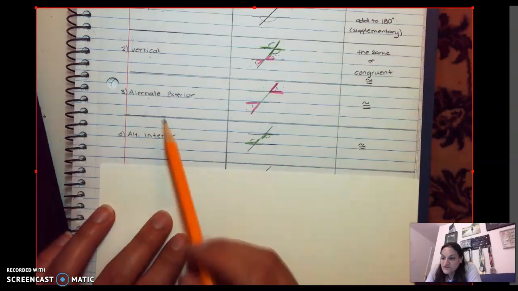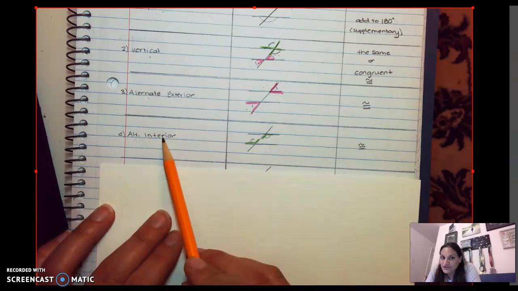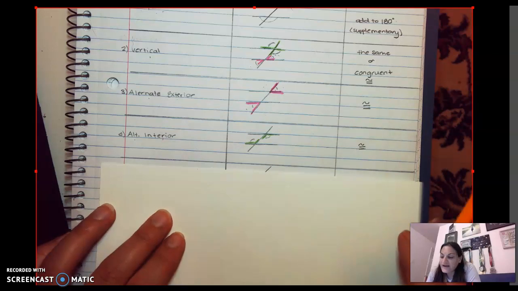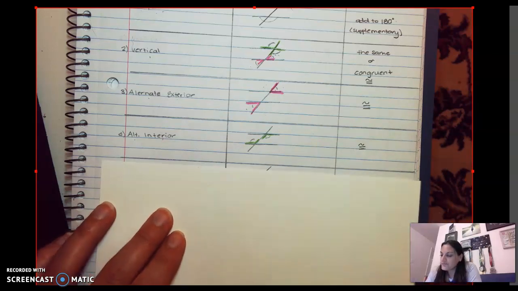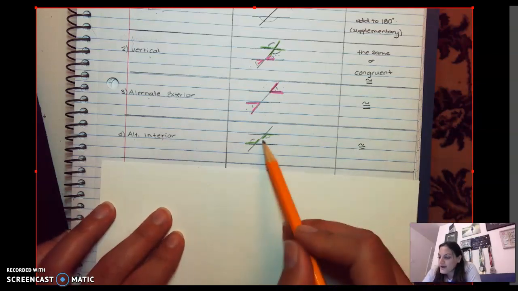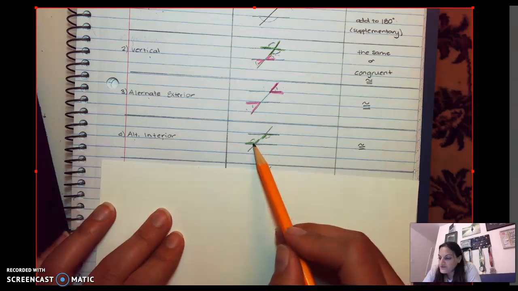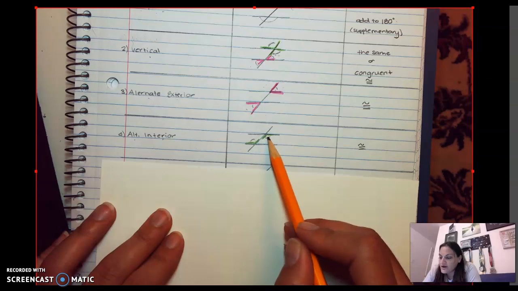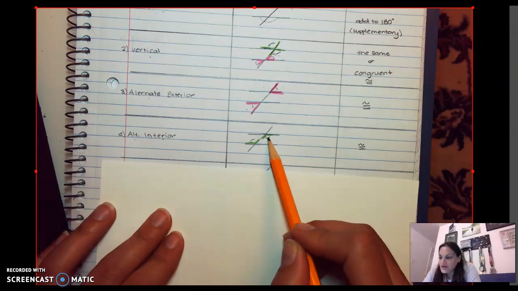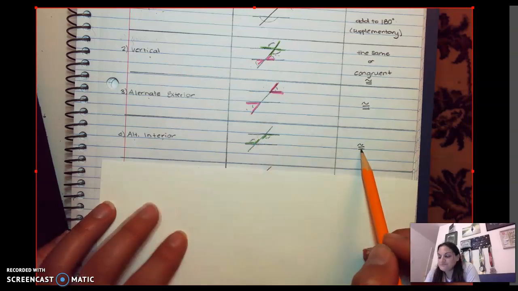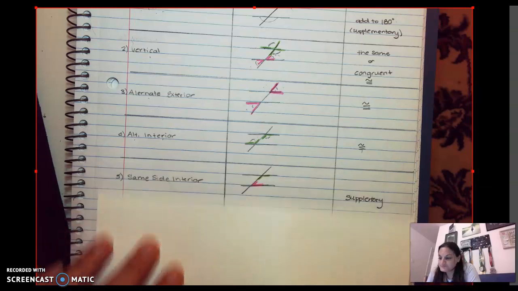Okay, now we have alternate interior angles, sorry guys. So if you look at the angles that are inside the parallel lines, these are inside, and they're again on the other side of the transversal. So this is on the right side of the transversal, and this one is on the left side of the transversal. These are also congruent, meaning they are the same.